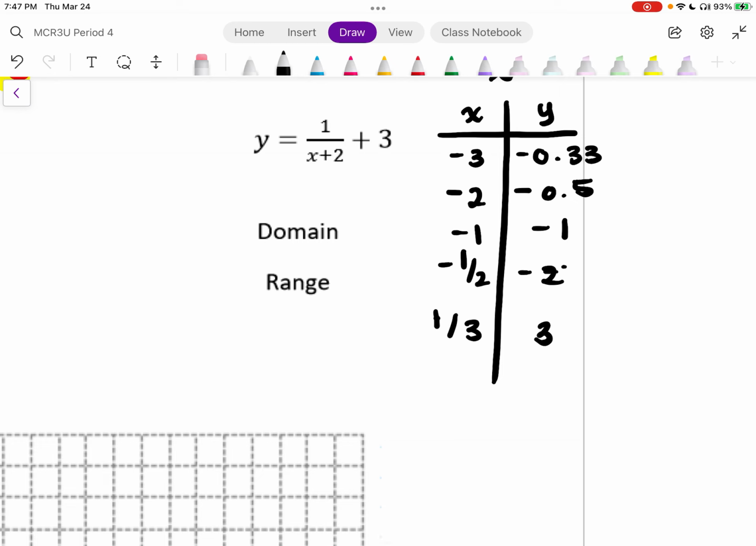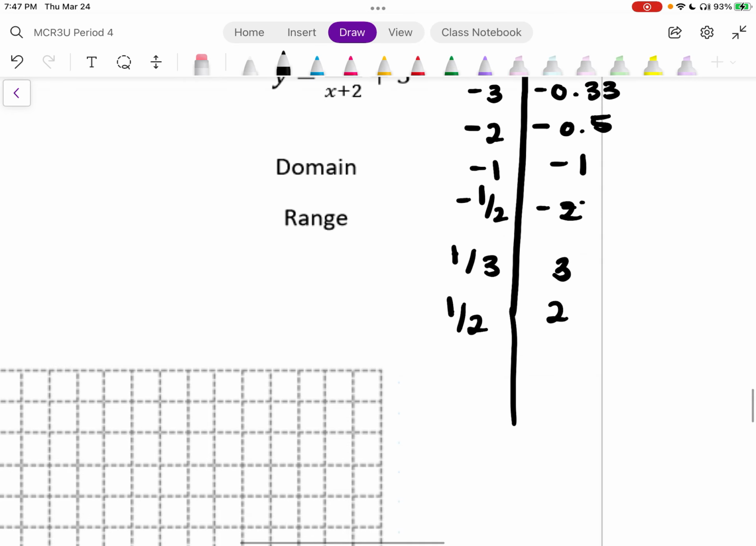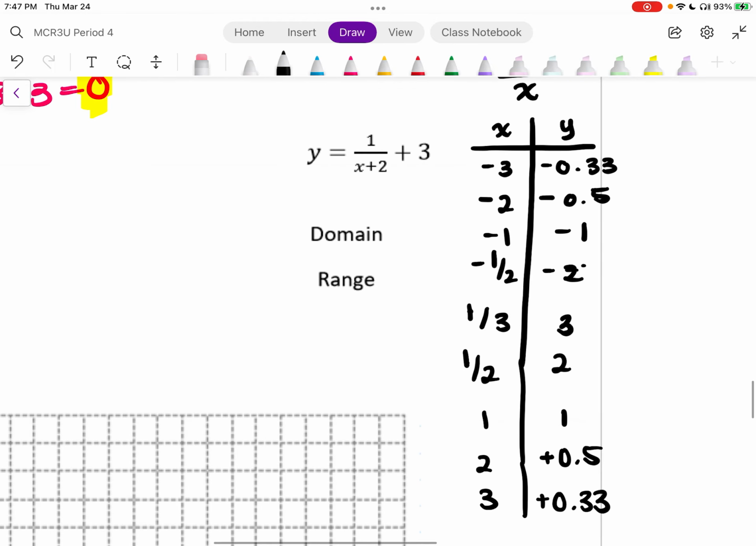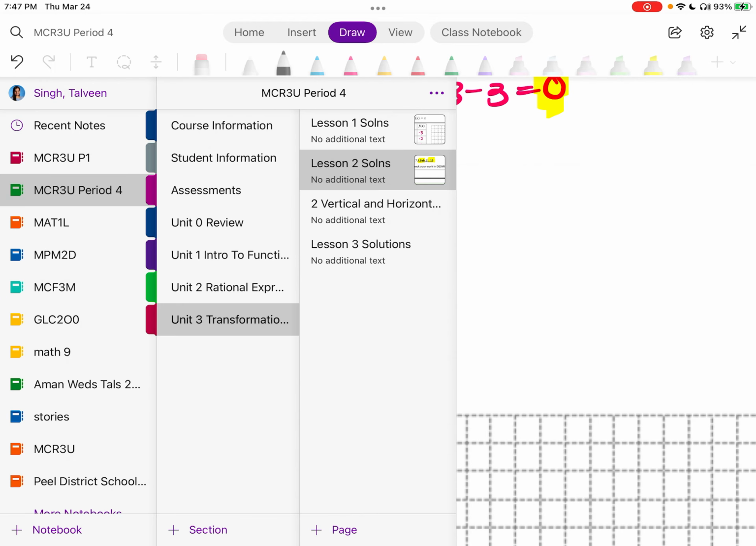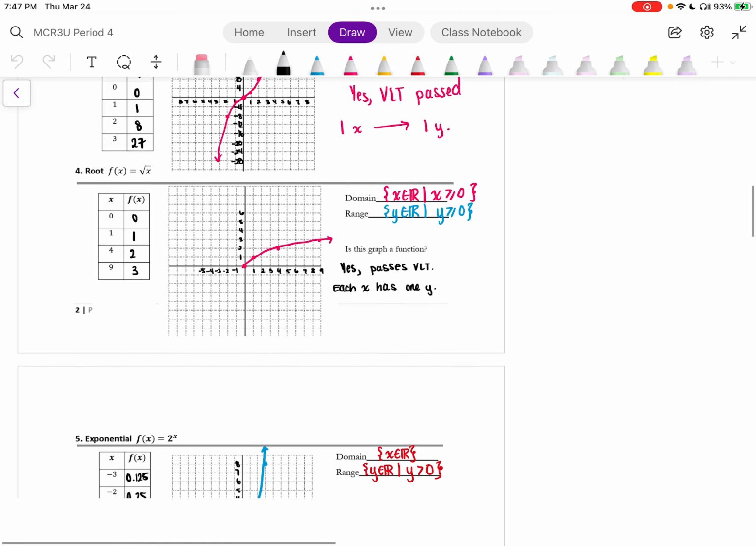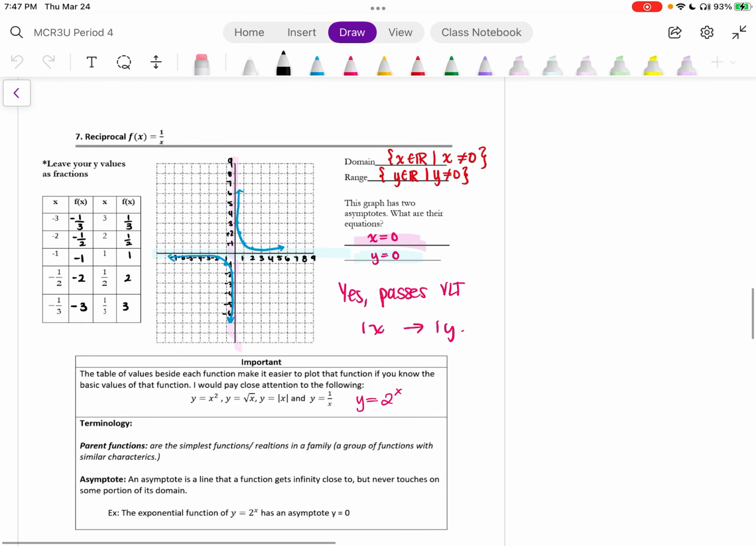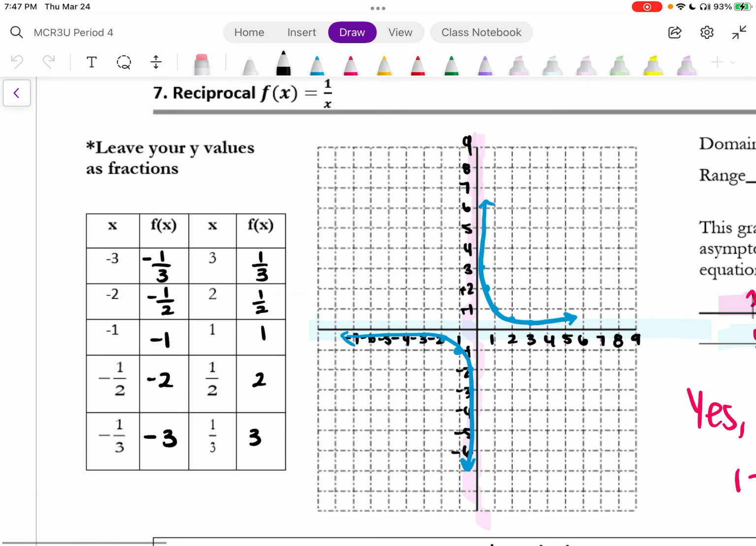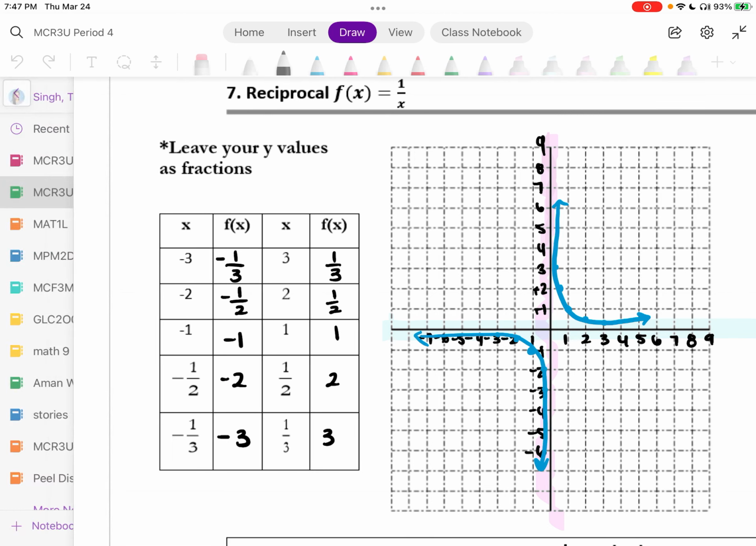Then we have 3, 1 over 2, which is going to give me 2, right? 1, 1, 2, 3. I'm just going to write it down. Positive 0.5, positive 0.33. And if you're wondering where Miss Sang got these numbers from, let's go back to our original. This is where I got them from, just the basic values of a reciprocal function.